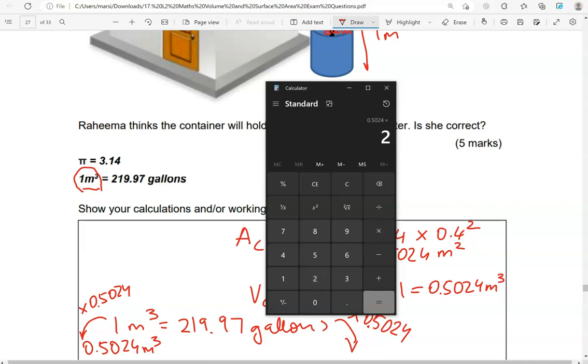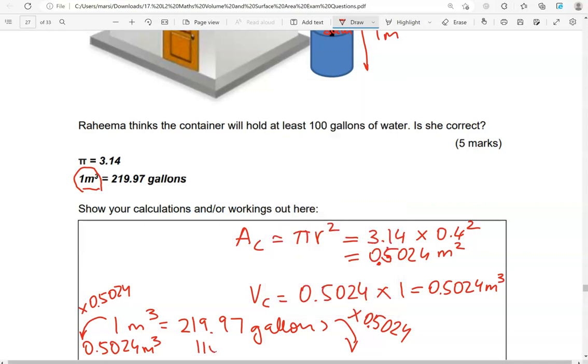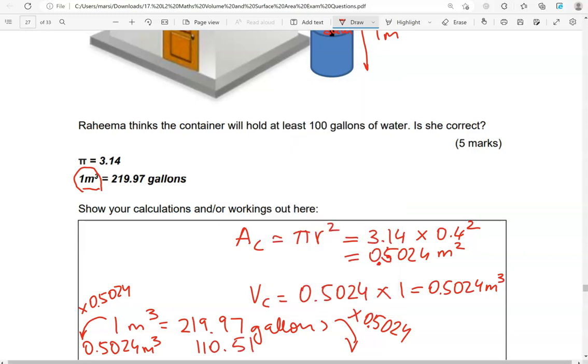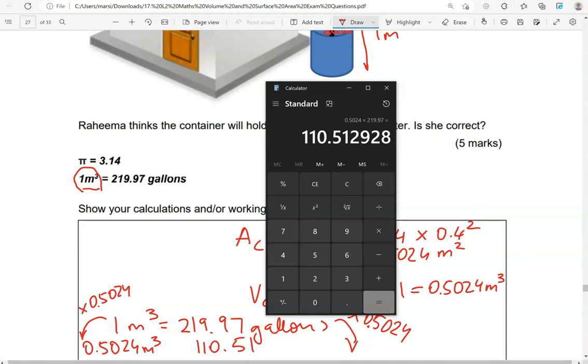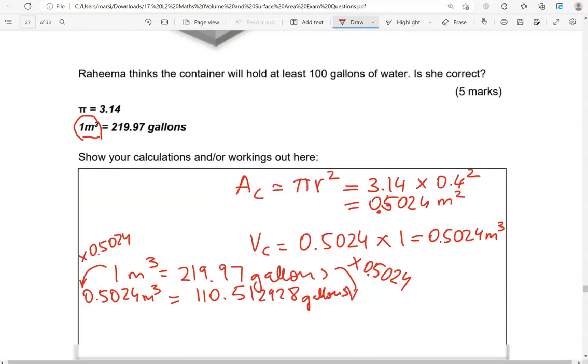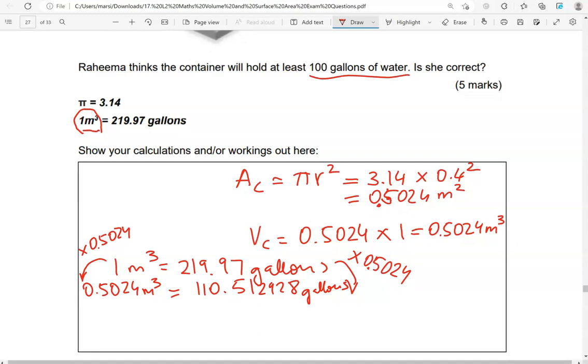Times 219.97. So that gives us 110.512928 gallons. And that is more than 100 gallons of water. So is she correct? We're going to say yes.